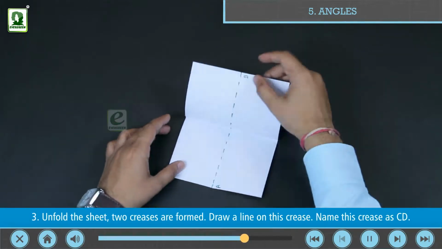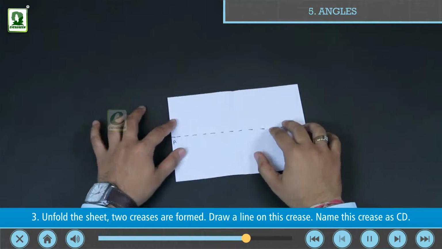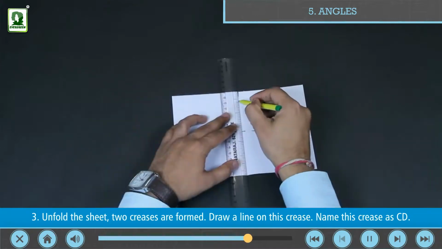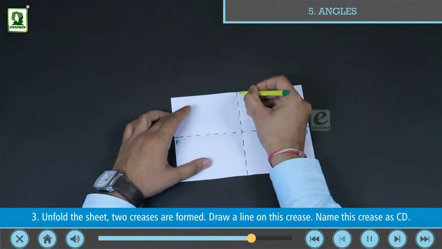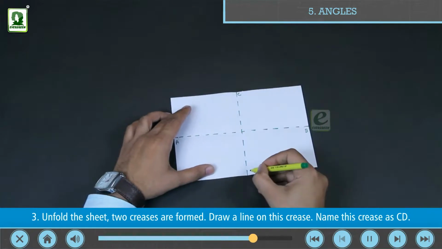Unfold the sheet. 2 creases are formed. Draw a line on this crease. Name this crease as CD.